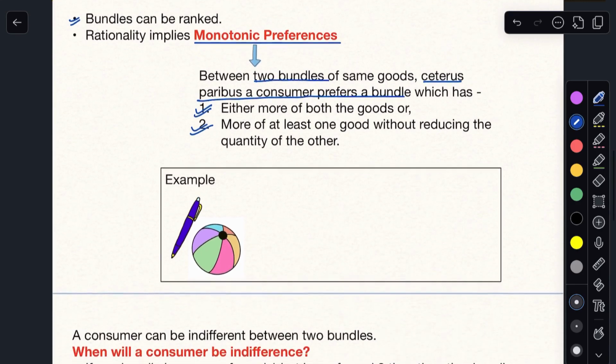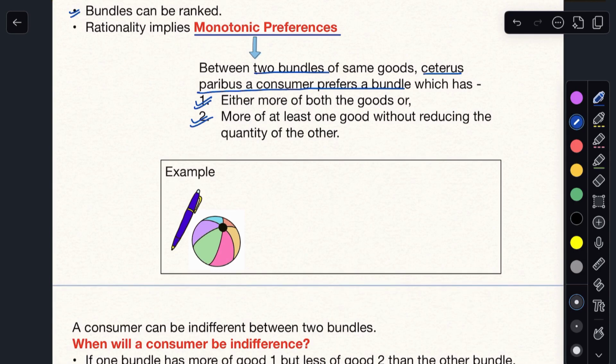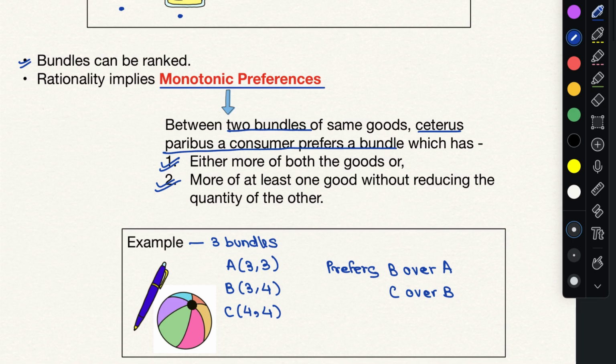Now we can understand this with the help of an example. Let's assume that the consumer is being given a choice of 3 bundles. Bundle A with 3 pens and 3 balls. Bundle B with 3 pens and 4 balls. And bundle C with 4 pens and 4 balls. The consumer here will prefer consuming bundle B over bundle A and bundle C over bundle B.